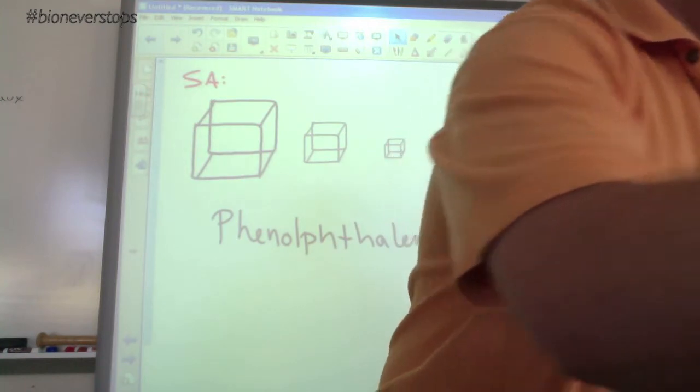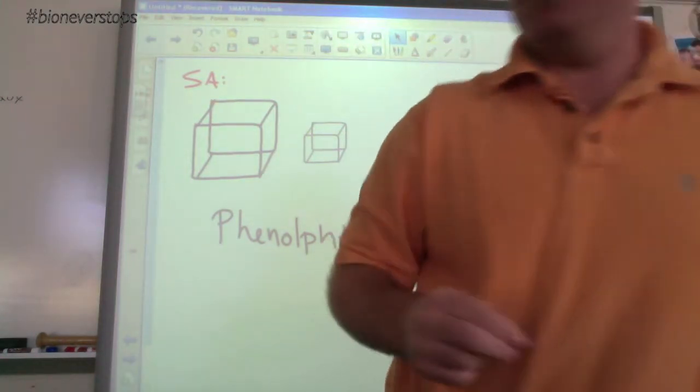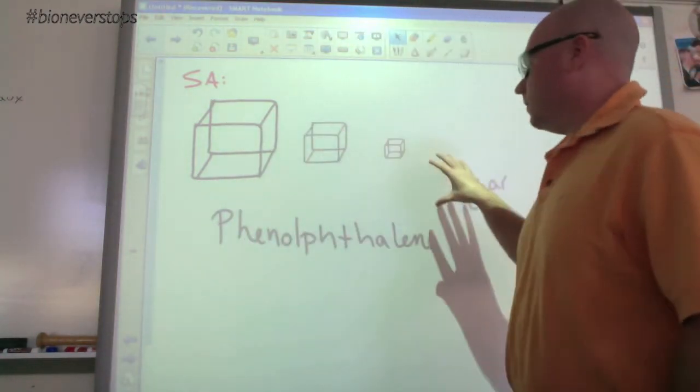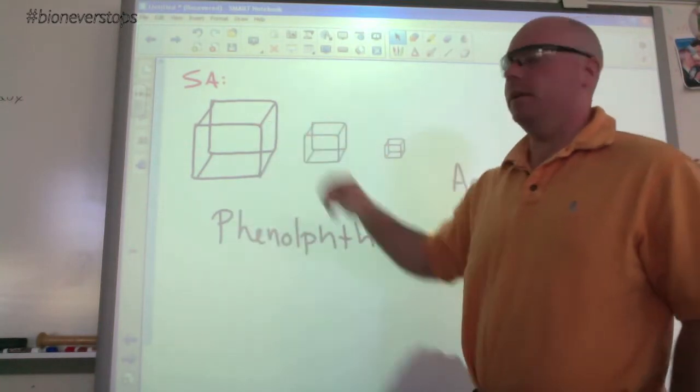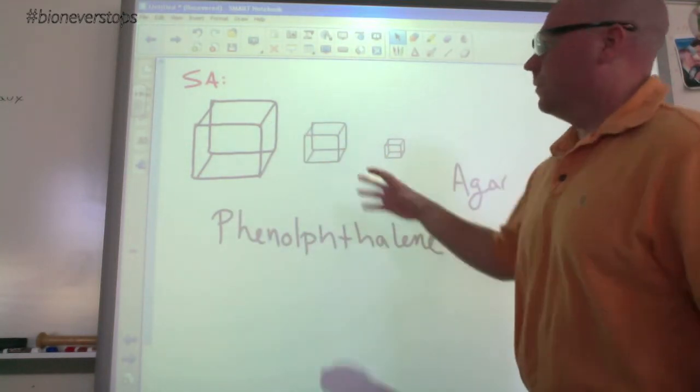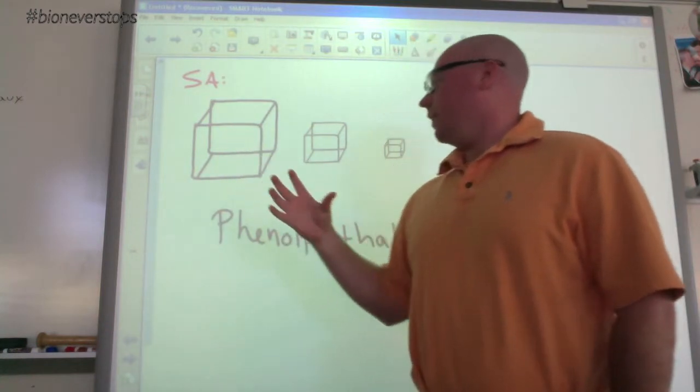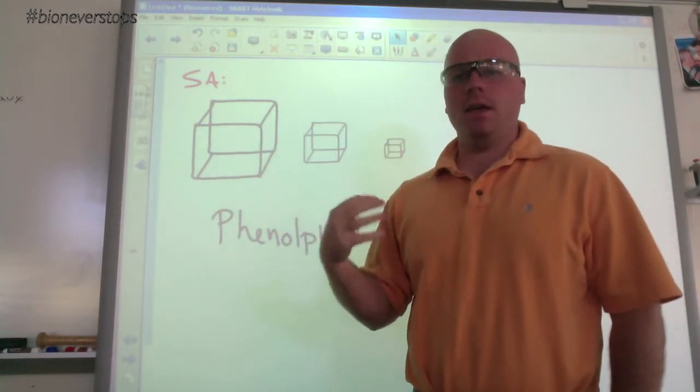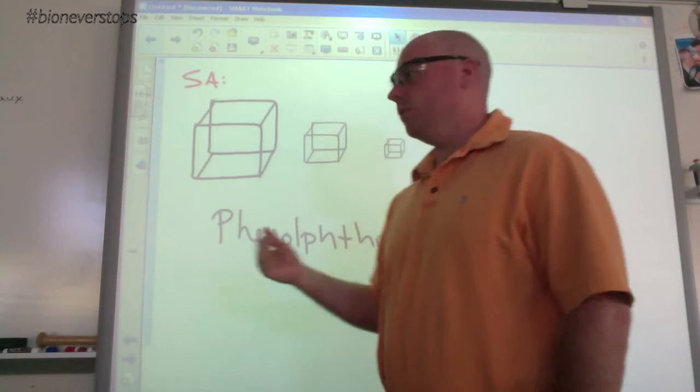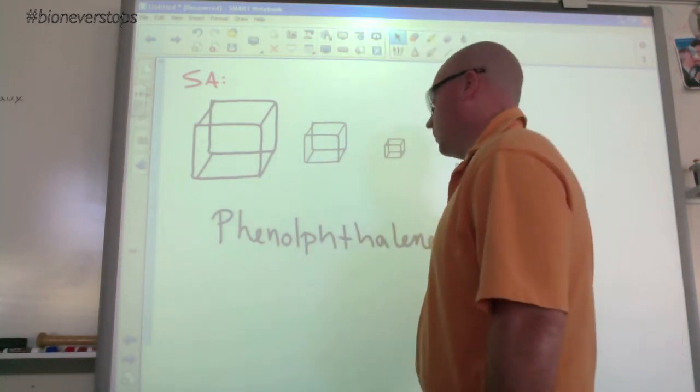So we are going to have phenolphthalein dissolved into the agar that we're going to have cut into three different size cubes. We're then going to soak the cubes in a basic liquid, and just as you saw there, the cubes are going to begin to turn pink.